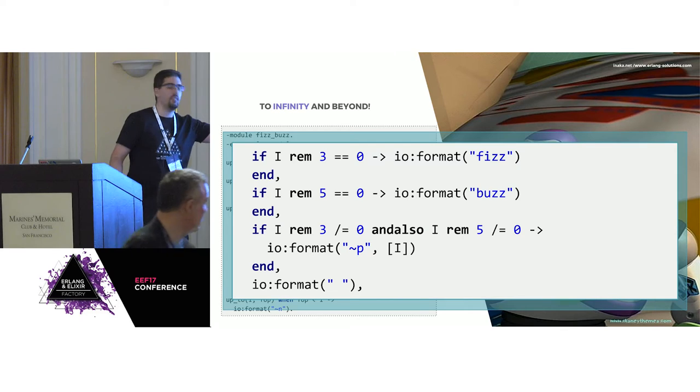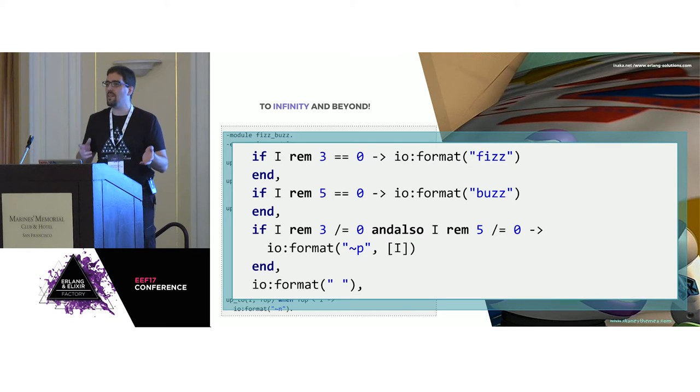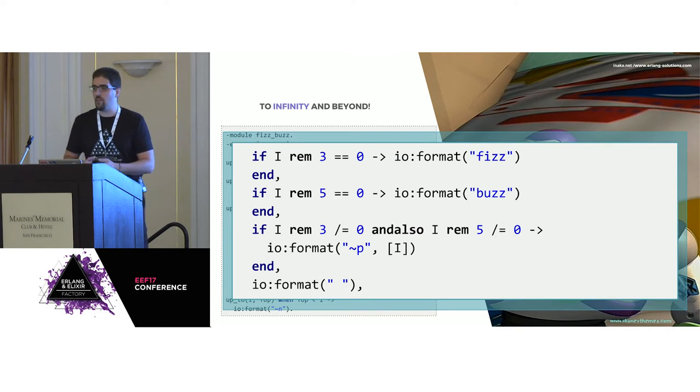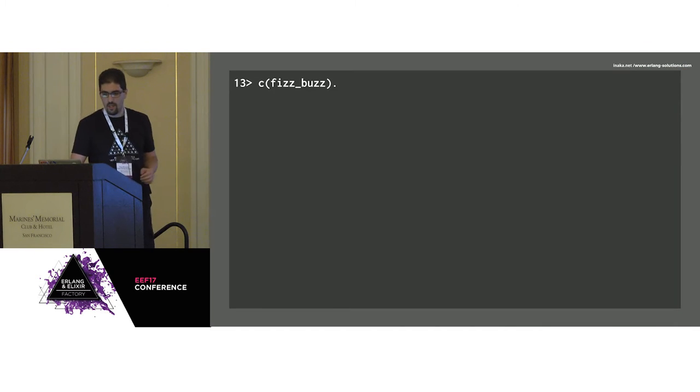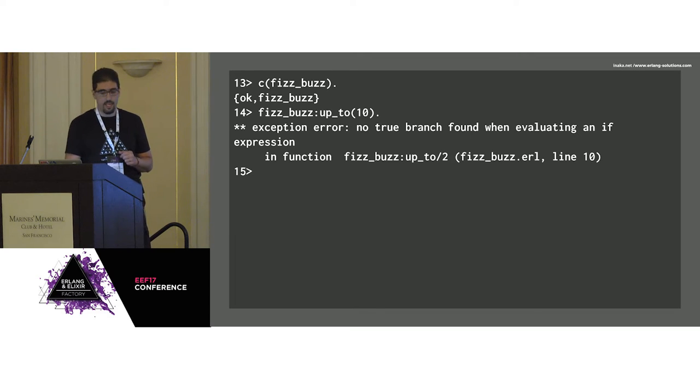It's a little bit imperative. Oh, of course, I'm printing the space at the end. Otherwise, the numbers will be all chunked up, right? It's a little bit imperative, whatnot, but it's a smart way. It should impress the interviewer. Let's see if it works. We compile, of course. And we try to count up to 10, and yeah, no. That didn't work. Why? Who knows?